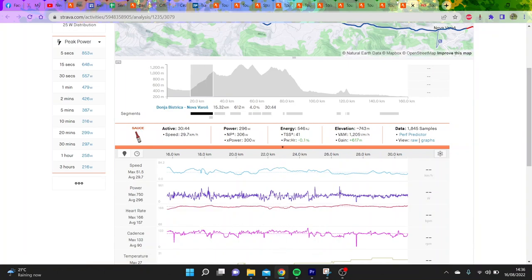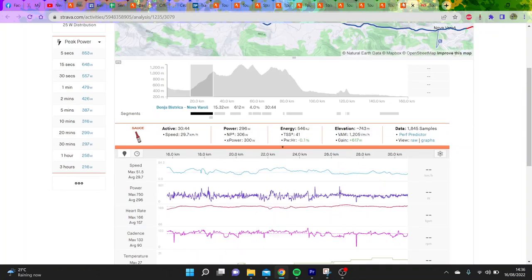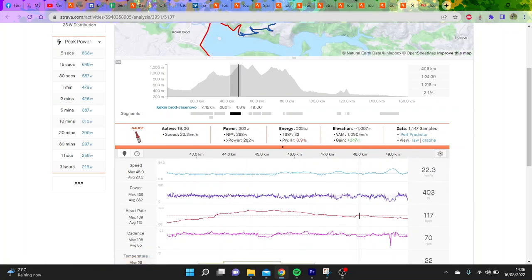So you can see here, this is 300 watts. Actually, this guy's power here is probably going to be wrong, so you should probably go find the other one. But you can see, it's not necessarily going to be easy here either. 1200 VAM on 4% is pretty decent, actually. So that looked quite a hard stage.